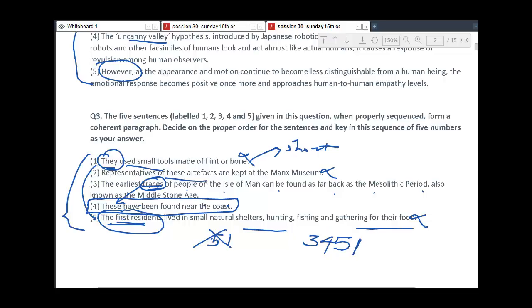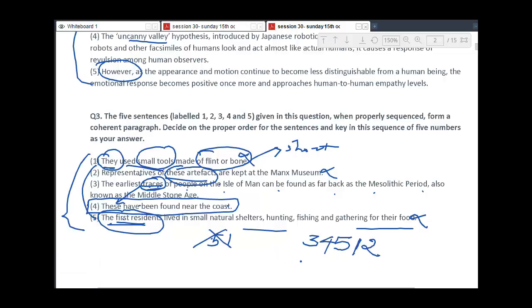And then representative of these artifacts. What could these artifacts be? These artifacts can be nothing but small tools of flint and bone. So only these can be artifacts, right? I will come to that, people. So 3, 4, 5, 1, 2 is likely to be the sequence. Is there any other possibility? There is one more possibility.